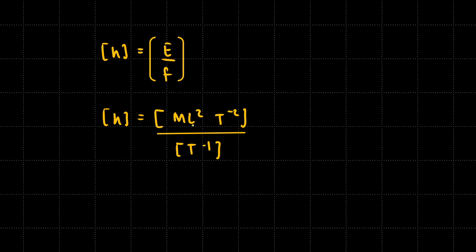So we can say the dimensional formula of h, which is a constant, is M to the power 1 L squared T to the power minus 1, because T to the power minus 2 divided by T to the power minus 1 leads to T to the power minus 1, a basic rule of indices. So this is the dimensional formula of Planck's constant.